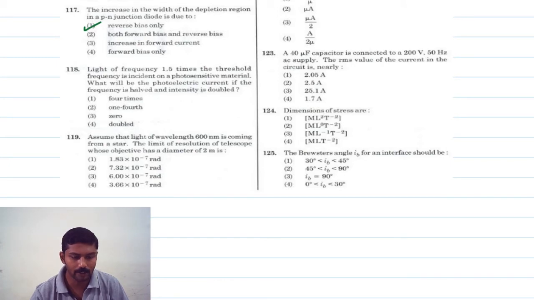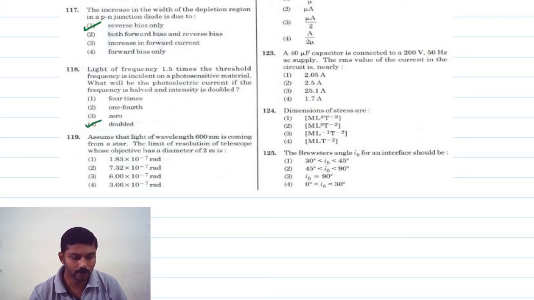Now 118, light of frequency 1.5 times the threshold frequency is incident on a photoelectric material. What is the photoelectric current if the frequency is halved? If the frequency changes, the photocurrent doesn't change. The frequency only determines the energy of the electrons which are emitted. The next part of the question is that the intensity is doubled. As intensity changes, the photocurrent changes. So as the intensity gets doubled, the photocurrent also becomes doubled. That is 118, the fourth option is the right answer.